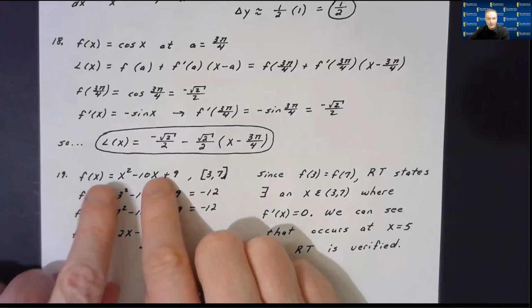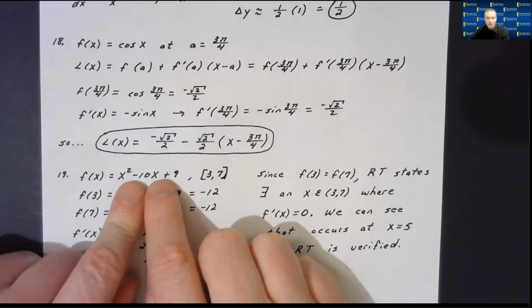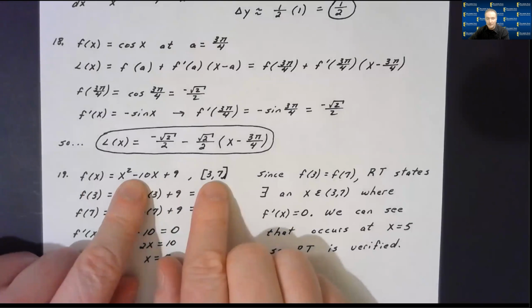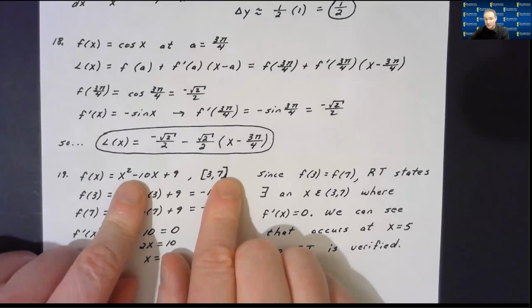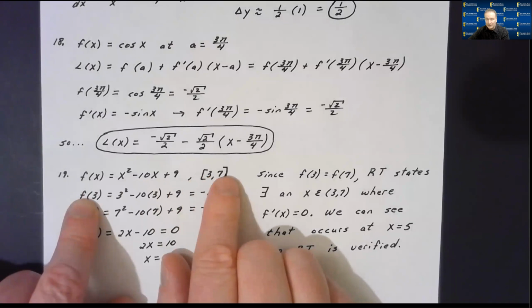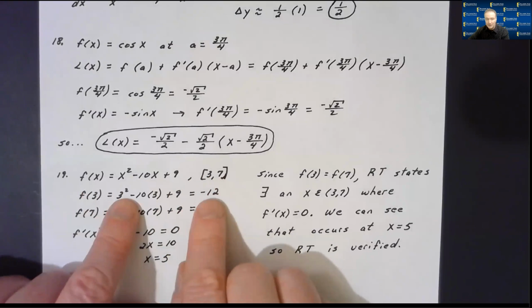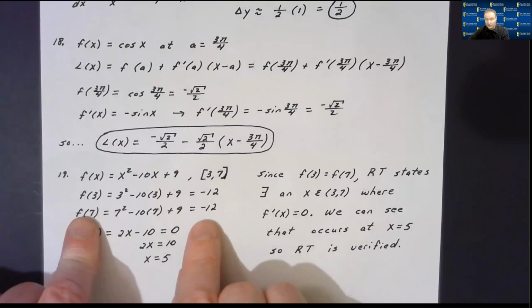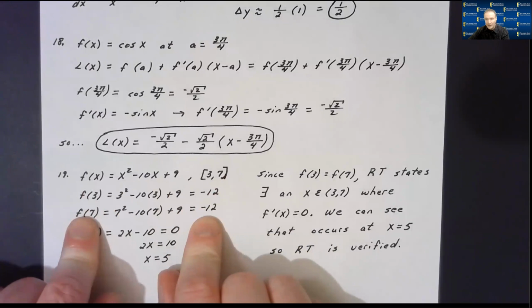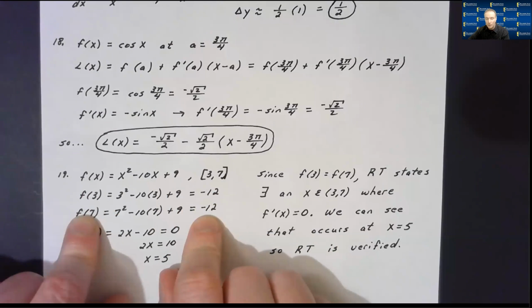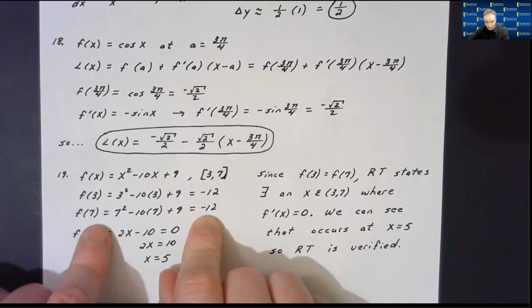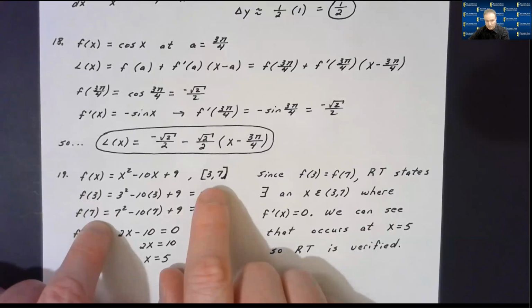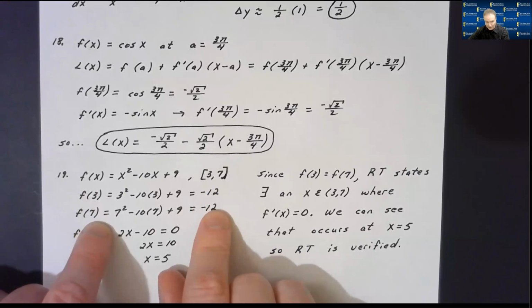And I can say, all right, so the function I'm giving you, x squared minus 10x plus 9, and the interval's 3 to 7. So first of all, you need to show that Rolle's theorem applies. We do that by evaluating the function at the beginning and ending point. F of 3 gave me a negative 12. F of 7 gave me a negative 12. So I can say, okay, Rolle's theorem should apply. Now, what Rolle's theorem is going to say is that there has to be some x value between 3 and 7 where the derivative is 0, since this function begins and ends at the exact same y value.